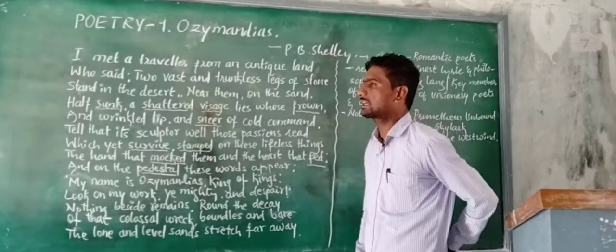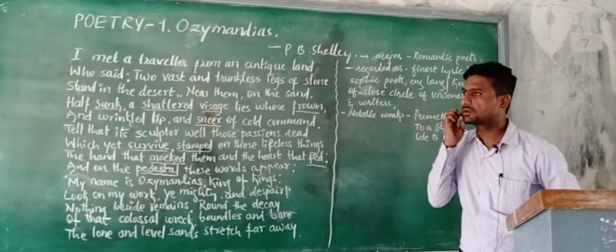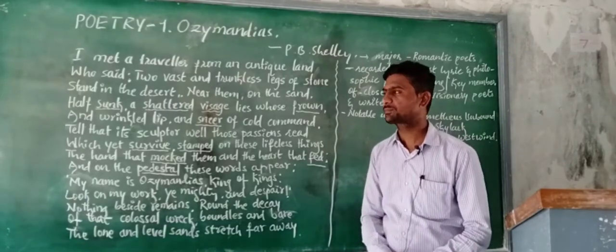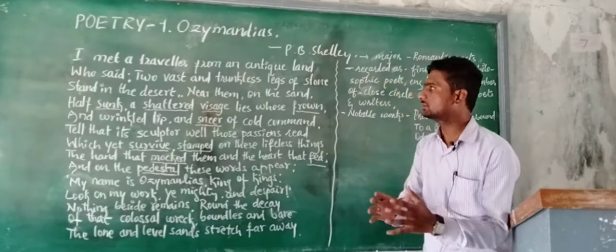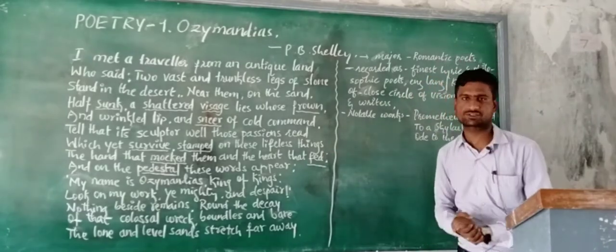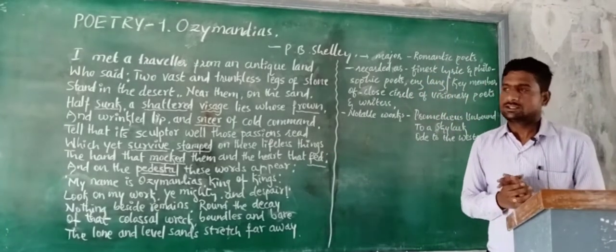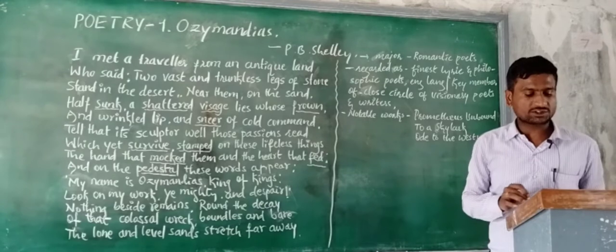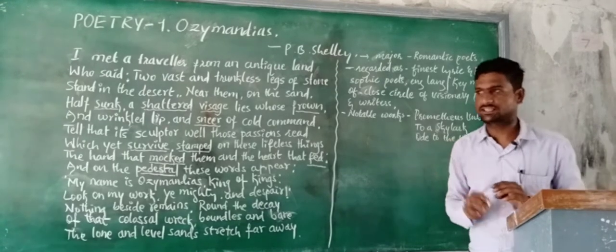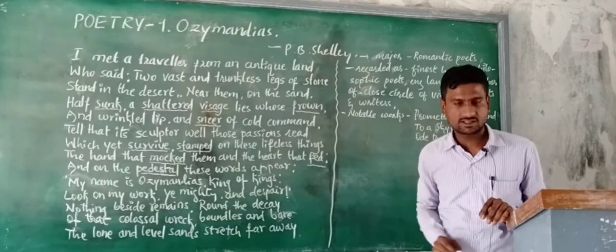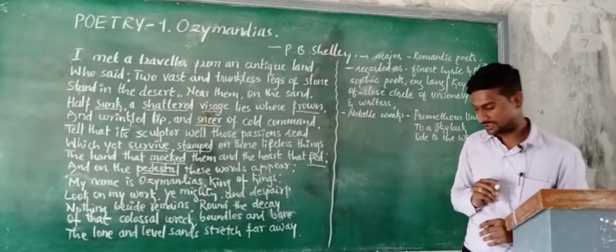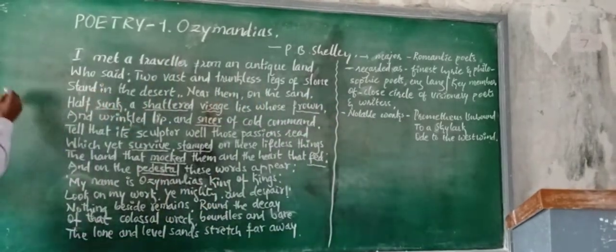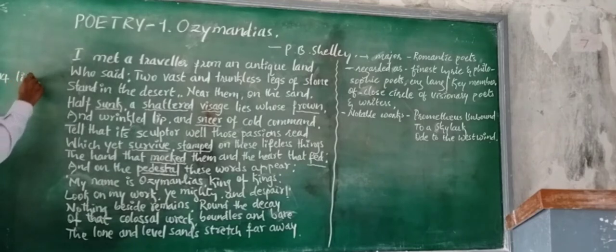Let me come to the poetry right now. Before the poetry, I would like to give you the setting of this poetry. The present poetry Ozymandias is a 14-line sonnet of iambic pentameter. Dear students, yes, it is a sonnet of 14 lines.